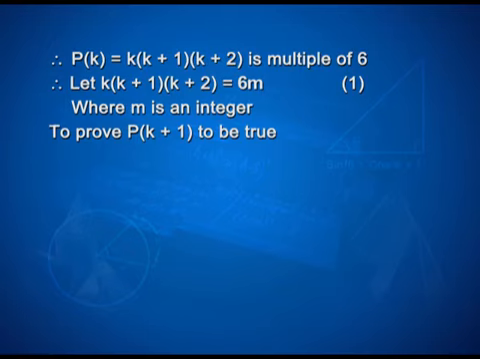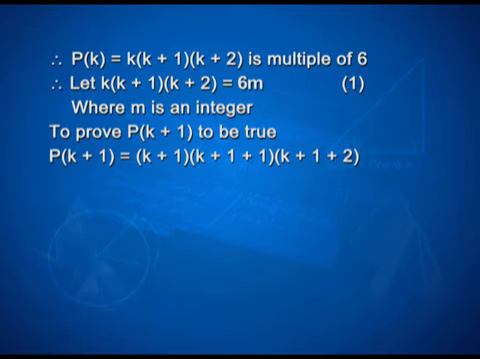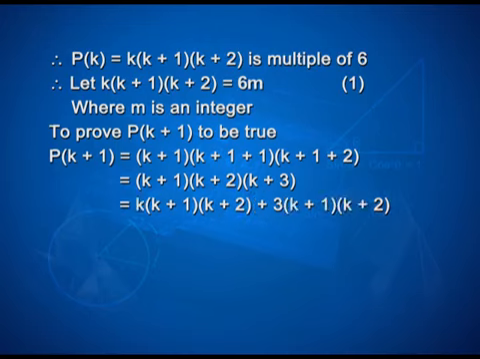To prove P of k plus 1 to be true, we can write P of k plus 1 as k plus 1 into k plus 1 plus 1 into k plus 1 plus 2, which again can be simplified as k plus 1 into k plus 2 into k plus 3. Again taking common k plus 1 into k plus 2, we have k plus 1 into k plus 2 into k plus 3, that is k into k plus 1 into k plus 2 plus 3 into k plus 1 into k plus 2. We have this as 6m plus 3 into k plus 1 into k plus 2.